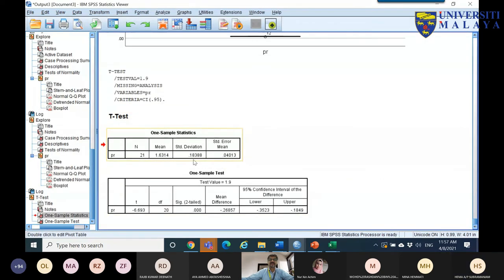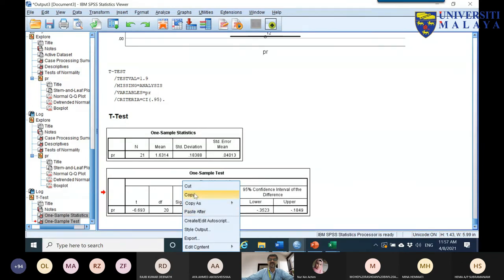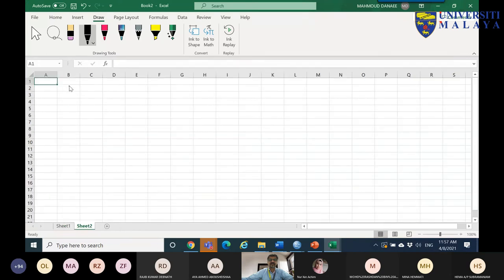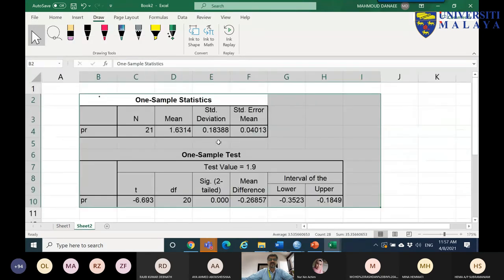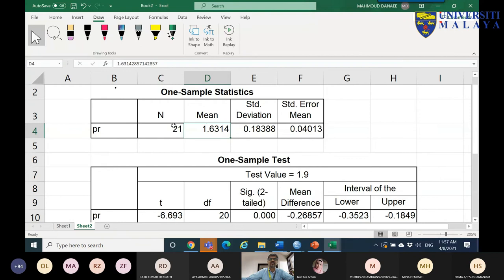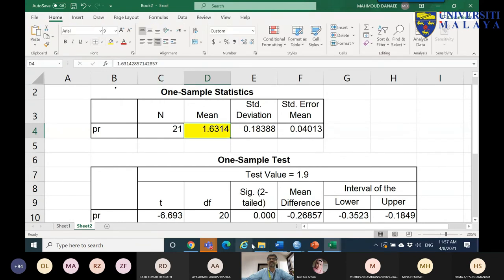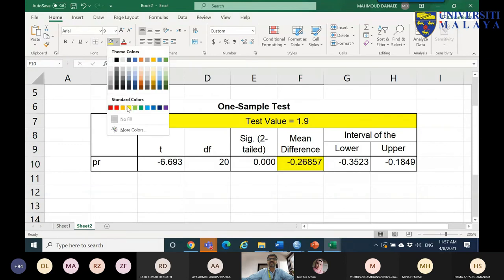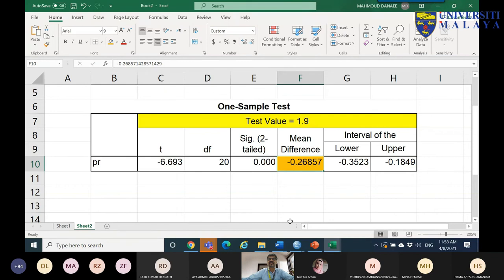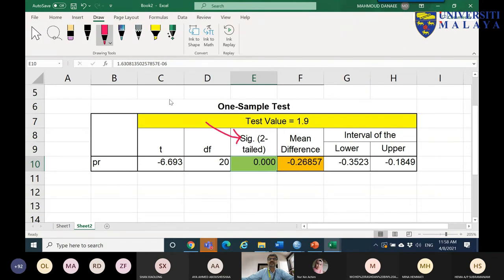Now, according to these results, the average of my sample is how much? 1.6. The test value was how much? 1.9. How much is the difference? Minus 0.26. Correct? Yes. So, is it significant or not? This value is your p-value. Is it significant? Yes.